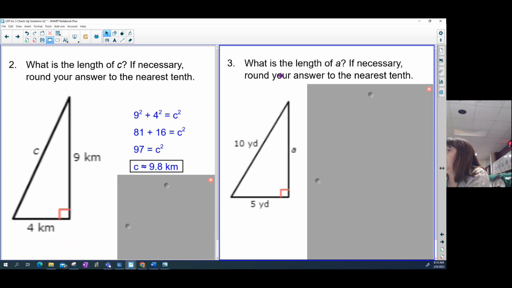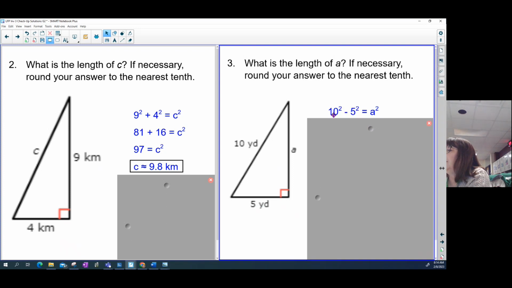Number 3, what is the length of A? If necessary, round your answer to the nearest tenth. So this time we're missing a leg, right? One of the pieces that make the right angle. So we're given the hypotenuse at 10 and the other leg at 5. So this is going to be a subtraction.